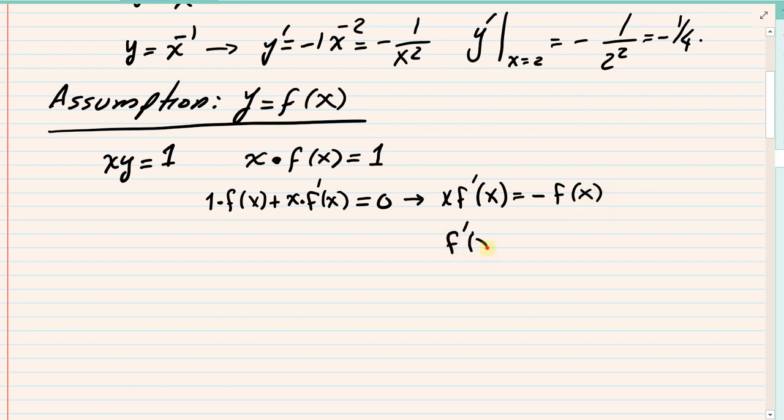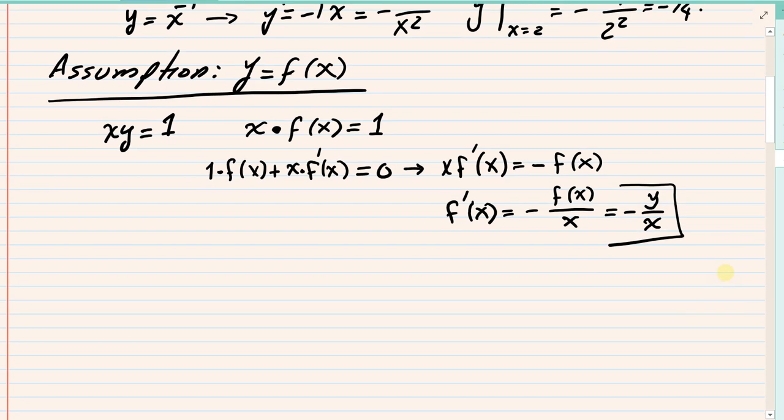To solve for f prime of x, I divide both sides by x, so I get negative f of x divided by x. Usually we leave it like this, and we can find the derivative at some given point. But remember, I can replace f of x with y, and I get f prime of x equals negative y over x. This is the implicit form. Notice that in implicit form I still have y in the final answer, so it's not entirely in terms of x.